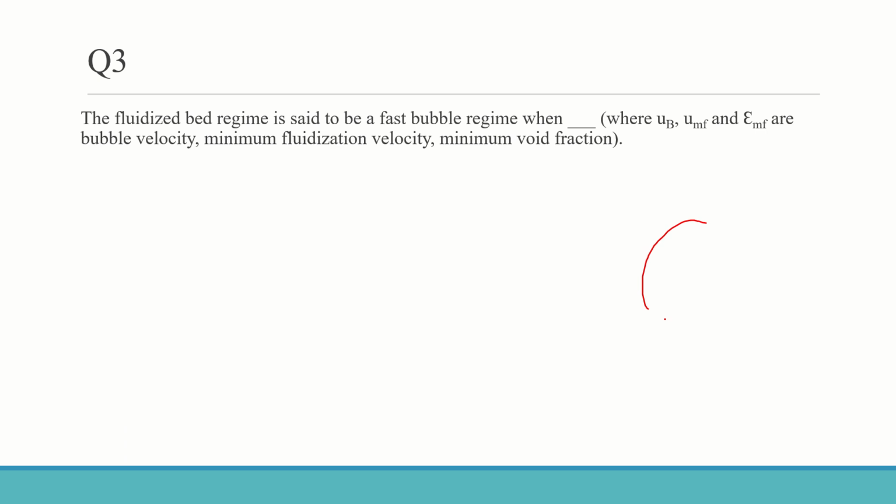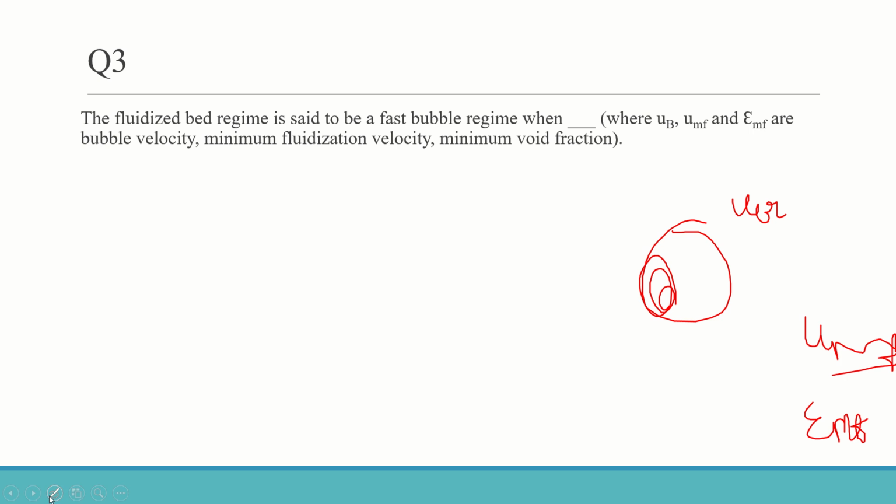Consider this is the bubble moving. If UBR, the bubble rise velocity, and UMF divided by epsilon MF, this is the fluid velocity. If UBR is higher, what happens? These bubbles are moving faster and the surrounding fluid is moving slower. Because of that, circulation would be happening. This is the fast bubble regime.